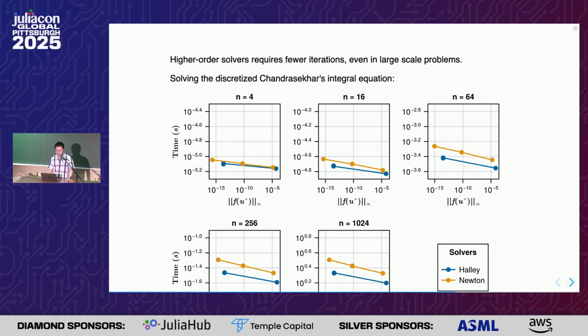And because higher order solvers require fewer iterations, even in large scale problems, as we demonstrate with the discretized Chandrasekhar's integral equation, you can see that the speedup of using the higher order method is actually bigger when the problem size is larger. This is generally not true if you compute the full derivative, because the full derivative doesn't scale well with the problem size.